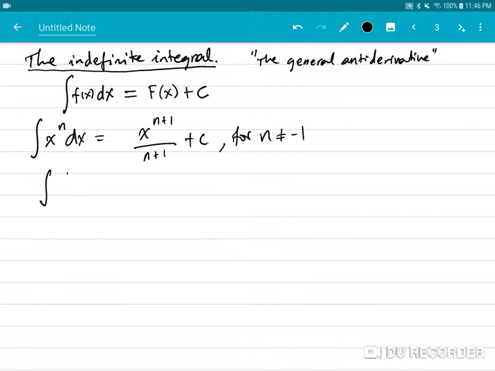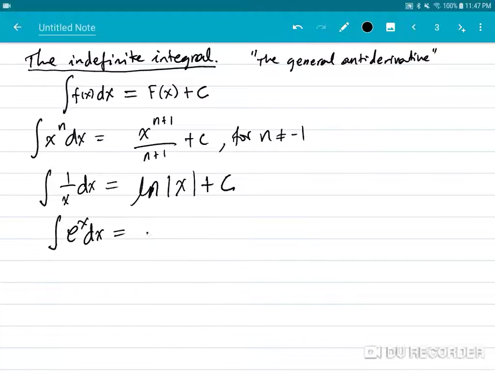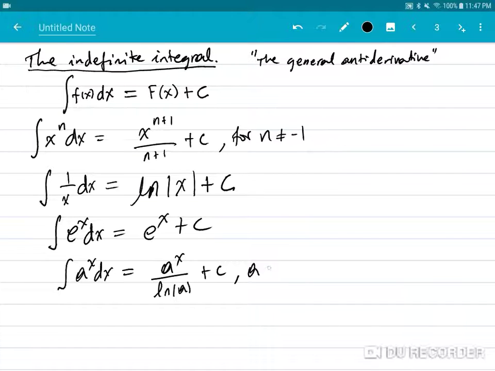If n is minus 1, then we get 1 over x, and its antiderivative, which we looked at in class, is natural log of the absolute value of x plus C. The antiderivative of e to the x is e to the x. The antiderivative of a to the x is a to the x over natural log of a plus C. This is true for a greater than 0 and a not equal to 1.